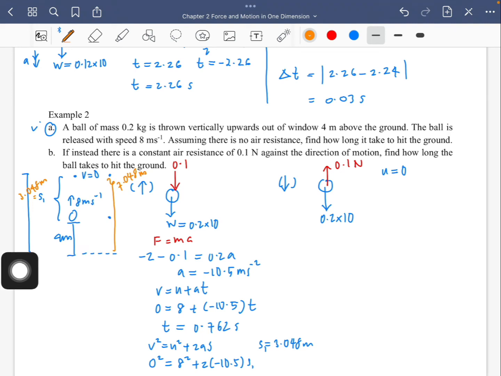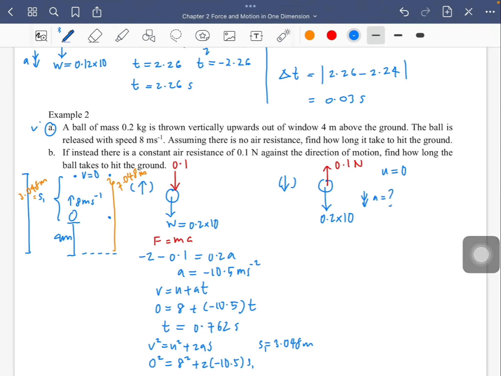Right, now we focus on the time taken from the maximum height to the ground. First things first, we need to look at what forces are involved here. Vertically downward, we have weight, and since the object is going downward from the top, we have air resistance acting up. So for this case, we can apply Newton's second law again to find the acceleration going downward.